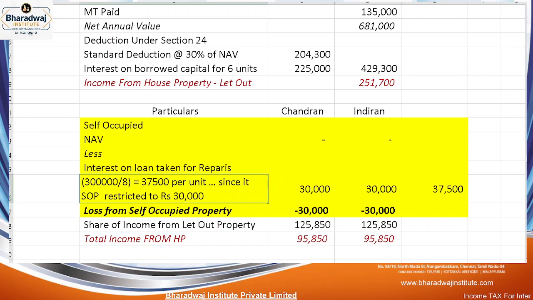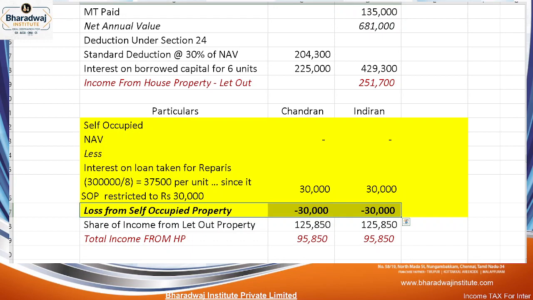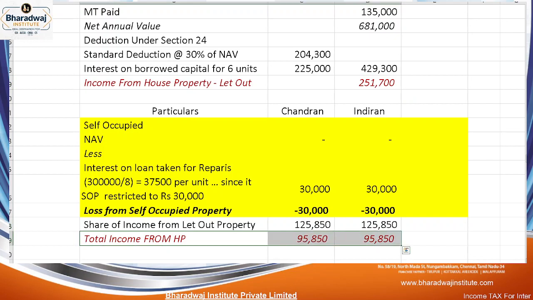You can just say it restricted to 30,000. So this is the loss from self-occupied portion. Let out portion, it is equal share. So 125,850, 125,850. So income from house property is this much for Chandran and Indran.